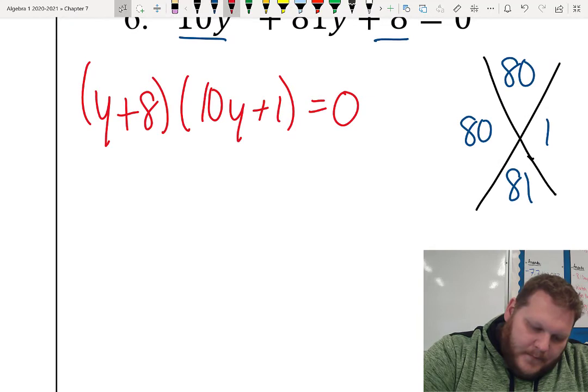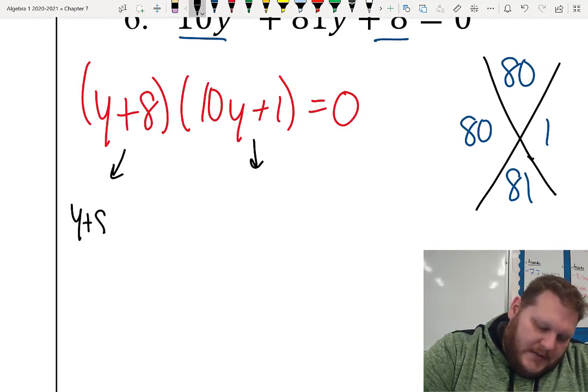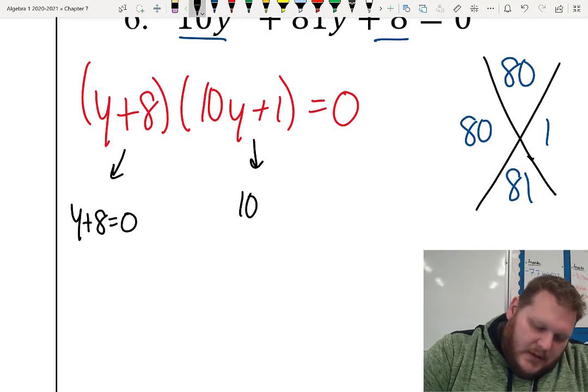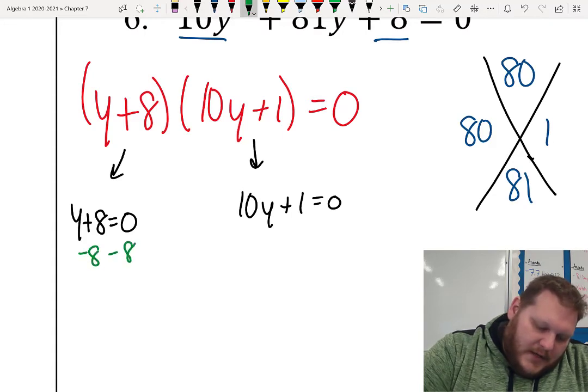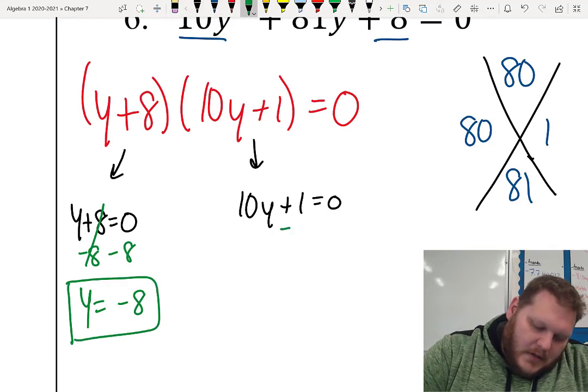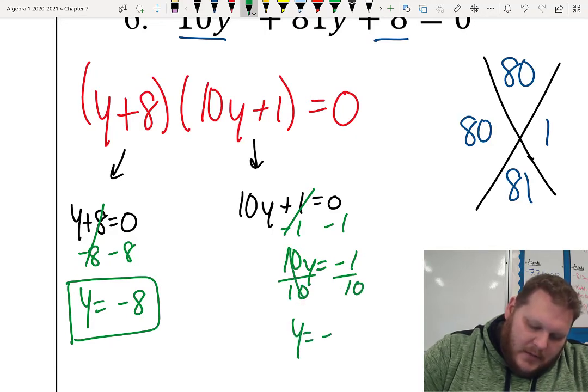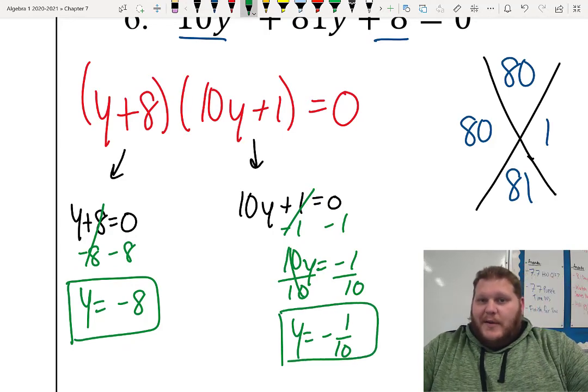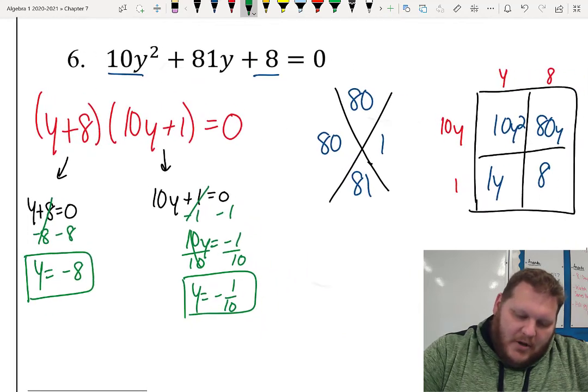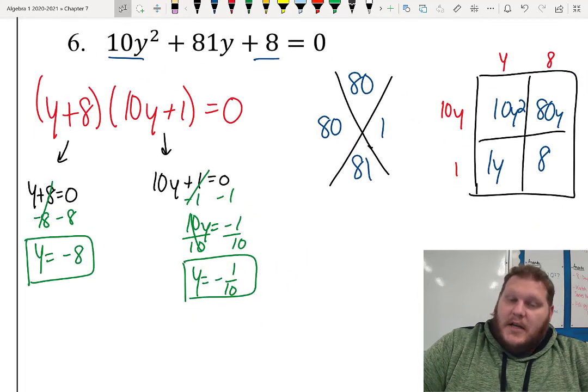And once again, we'll go ahead and split this off. Y plus 8 equals 0. 10y plus 1 equals 0. We subtract 8 on both sides to get y equals negative 8. We subtract 1 from both sides, and then divide by 10 to get y equals negative 1/10. Or negative 0.1 if you want to be a decimal person. But that would be how we would factor and solve with X box factoring.